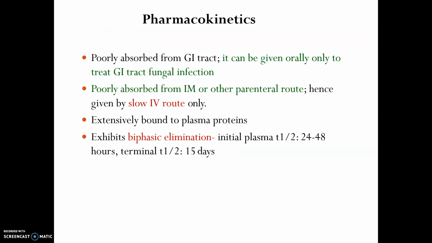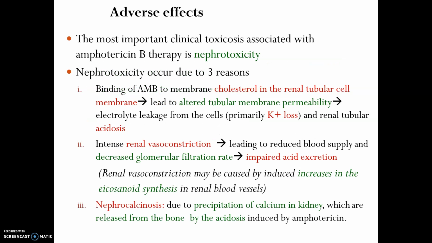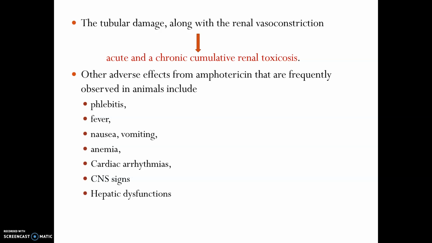Regarding pharmacokinetics, it is extensively bound to plasma proteins and poorly absorbed from the GI tract. It can be given orally only for GI tract fungal infections. As for adverse effects of amphotericin B, mainly nephrotoxicity, as it produces leakage in the renal tubular cell membrane. It also decreases the glomerular filtration rate due to increased eicosanoid synthesis in renal blood vessels. These are the adverse effects of AMB treatment.